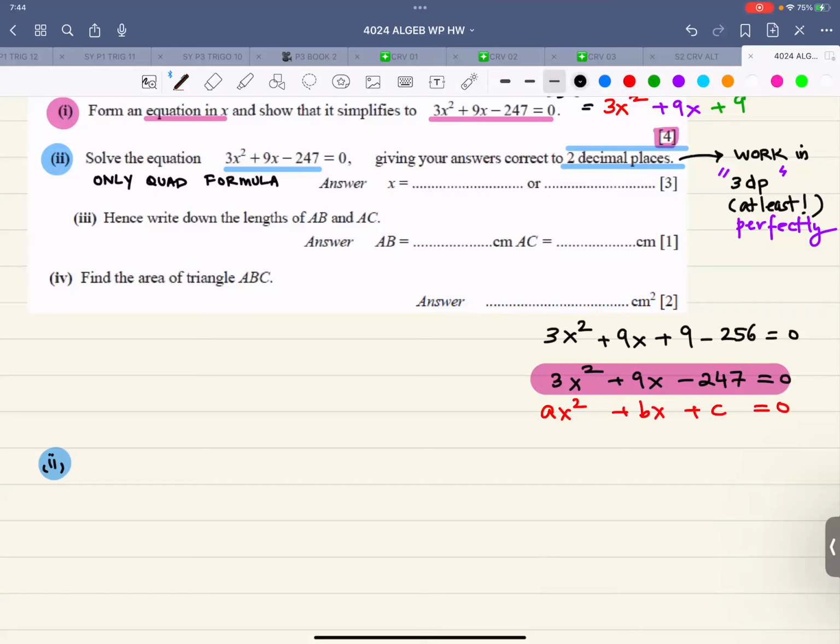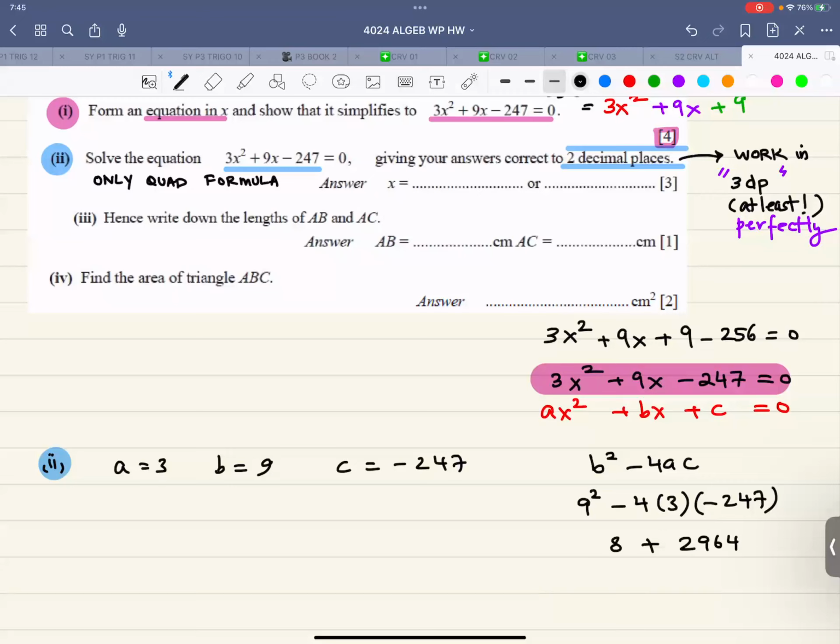So therefore, we have a is 3, b is 9, c is negative 247. Let me evaluate b squared minus 4ac, which is 9 squared minus 4 into 3 into negative 247. So calculated time once again. And therefore, this is 4 into 3, that's 12. 12 into 247. The two negatives will add up. This is 2964. 9 squared is 81. Let me add 81 to it. That is 3045. And let me take the square root of 3045.